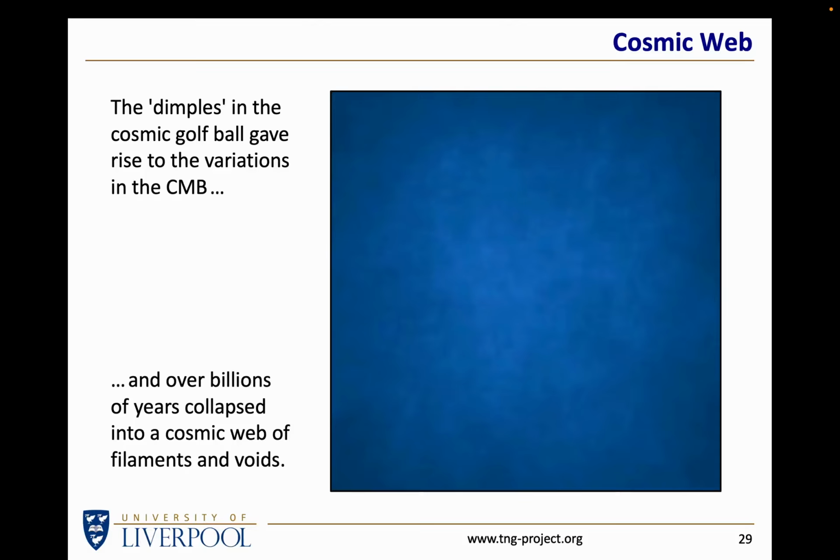Here the color blue is an indication of the density or the temperature. Lighter blue indicates hotter, denser regions. And this is a simulation. You can go and look at these videos yourself if you're interested. Here's the simulation running for a few billion years.